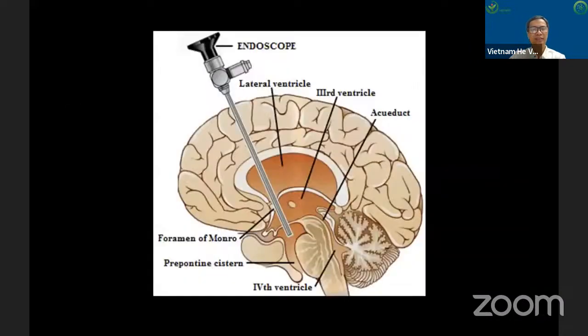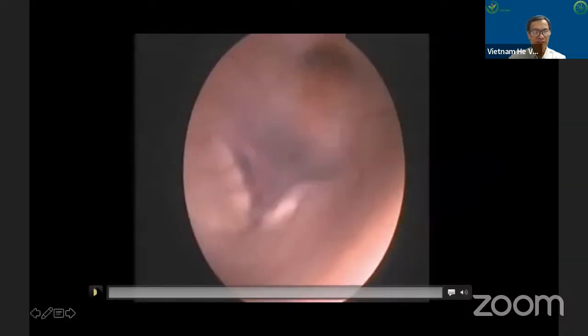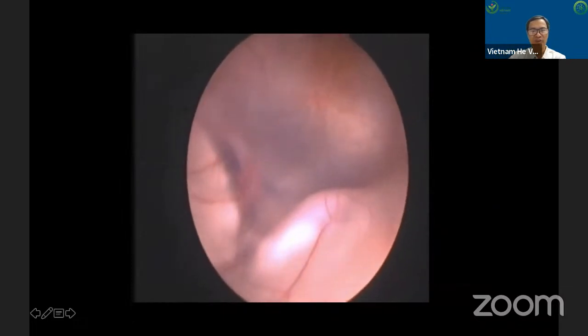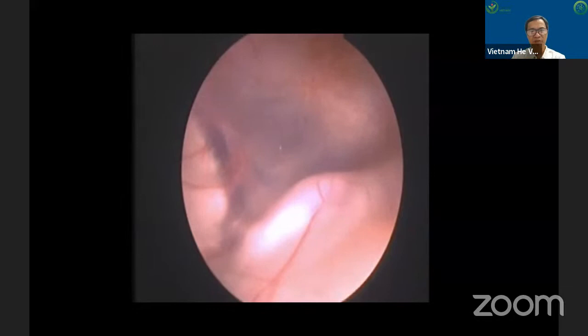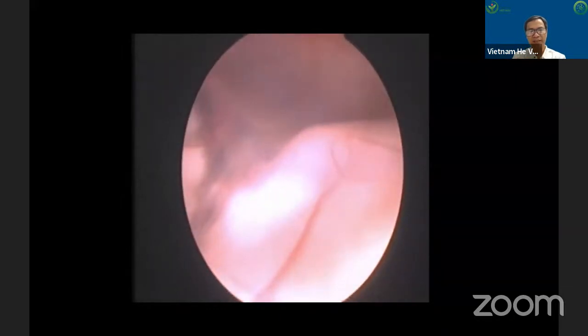And it is easy to use the endoscope to make a hole. And the instrument is very simple. We can use a 30 degree endoscope. And this is one example. At that time, we didn't have everything, even the scope. And now we can see everything on the floor of the third ventricle, and I can find the point of fenestration.